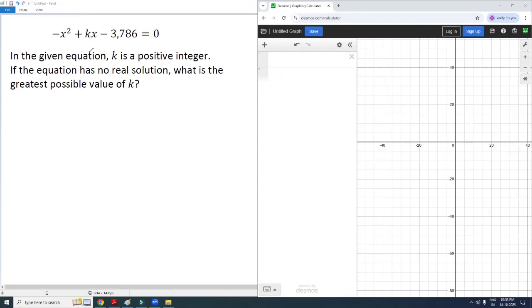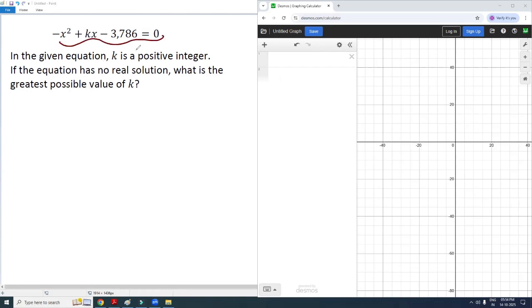Here we have an SAT math problem. Okay, let's go to the question. Negative x squared plus kx minus 3786 equals 0. In the given equation, k is a positive integer. If the equation has no real solution, what is the greatest possible value of k?